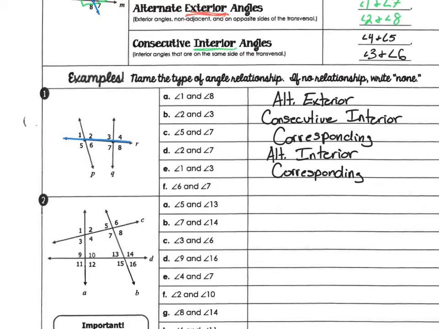Six and 7. Interior. Good. Are they on the same side or opposite side? Opposite. Are they? 6 and 7? Are they on the same side of the blue line, or one's on one side, one's on the other? On the same side. Good. So they would be consecutive.